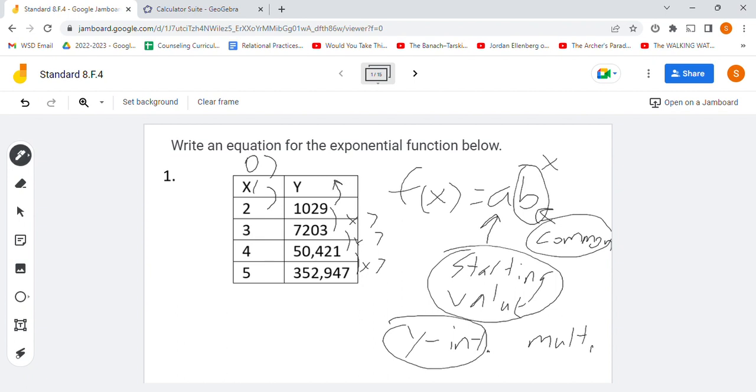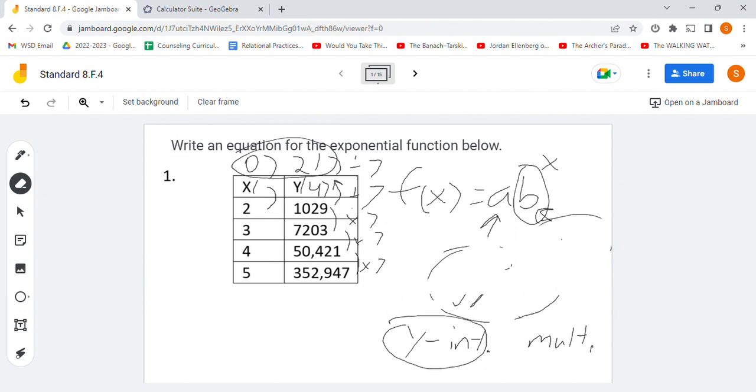We can use our pattern to do so. We need to divide by 7 in order to get to that next step, and then we're going to divide by 7 again in order to get to the step above it. So if I take 1029 and divide it by 7, I get 147. And then I divide that number by 7 again, and we get 21. And that right there is going to be our y-intercept, because we've gotten back to the starting value.